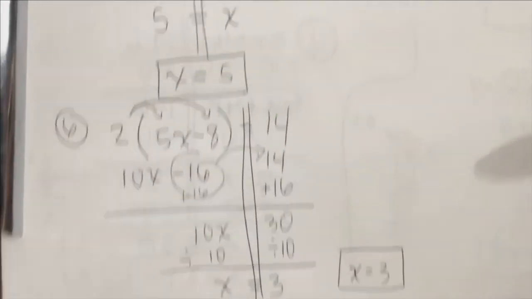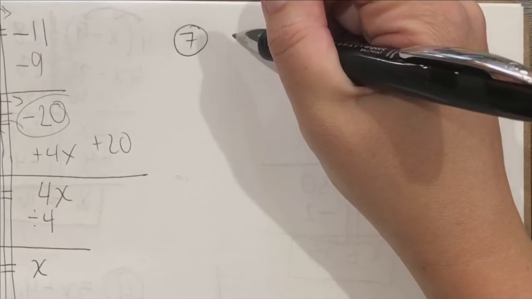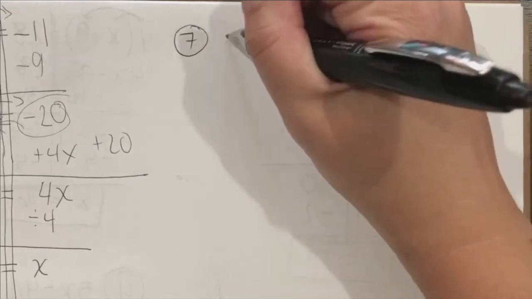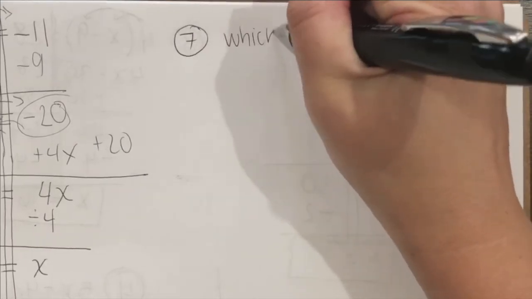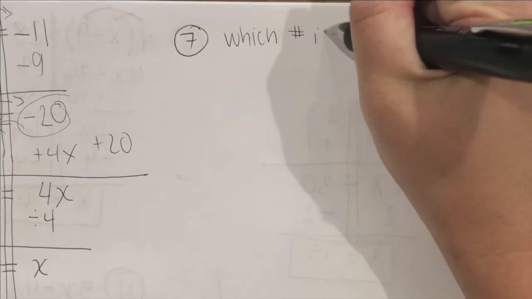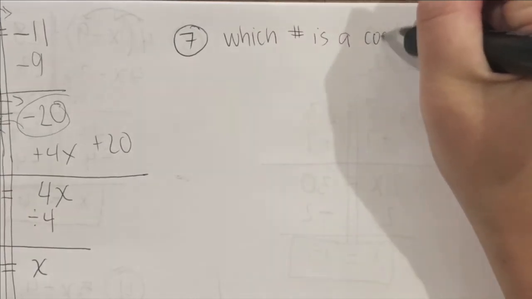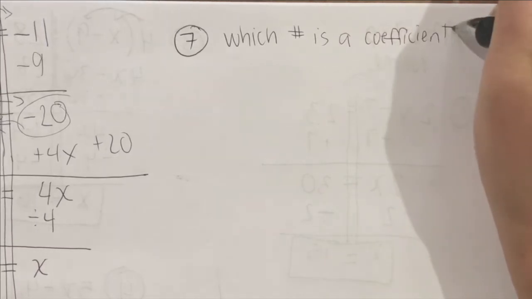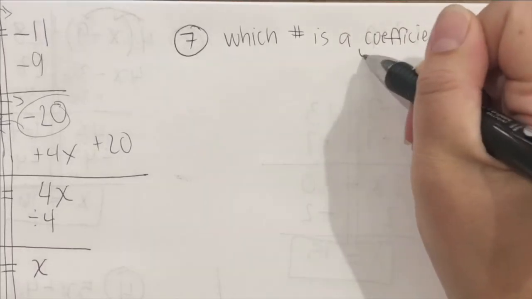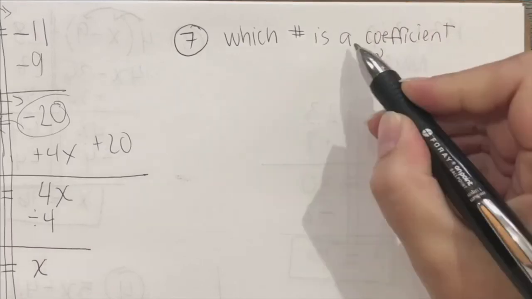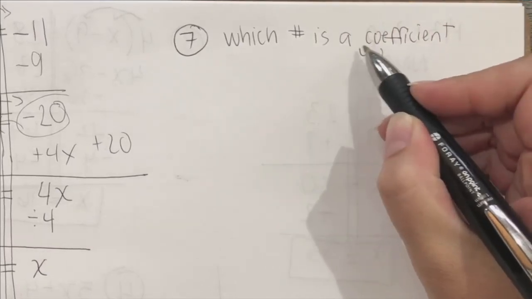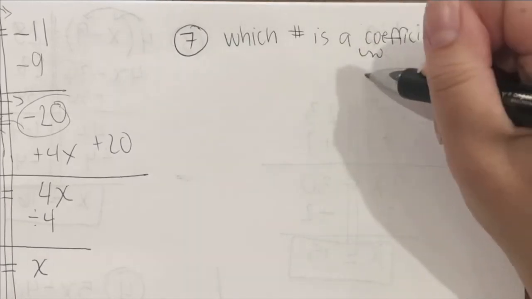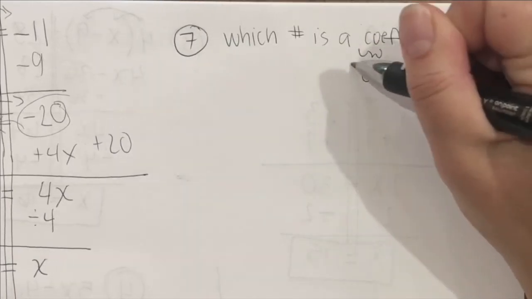Let's do number 7. Which number in the following equation is a coefficient? So the prefix here, co, means with or in partnership with. Co means it's going to be a partner.